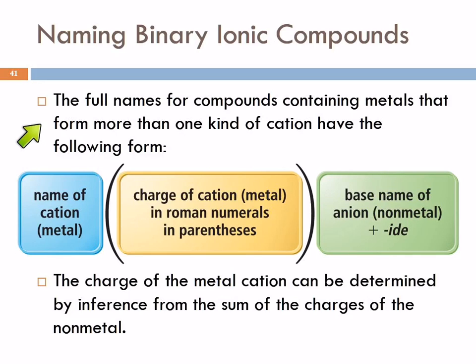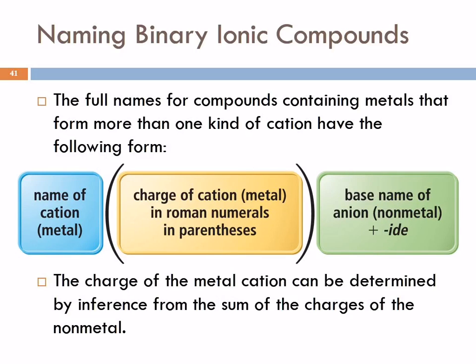When we have a metal that forms more than one cation, we have to include the charge. That's part of the ion's name. The name will look like this: the name of the cation, parentheses, the charge in Roman numerals, and then the name of the anion. Really, it's the same idea. You name the cation, you name the anion.